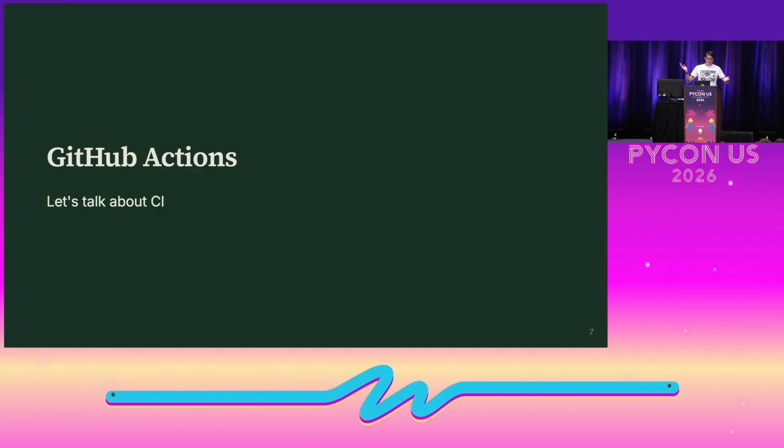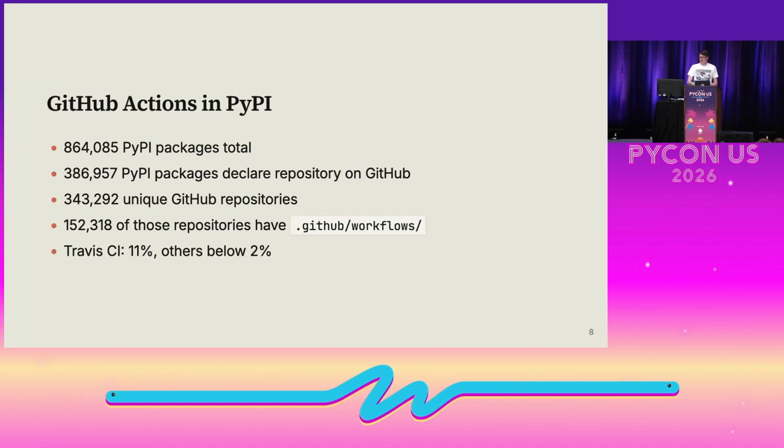So, GitHub Actions. Can I get a show of hands for people who are using GitHub Actions? That's quite a lot. Almost all of you, maybe. Turns out there is a lot of people that use GitHub Actions in the Python community. I pulled a list of 864,000 packages that I had indexed from PyPI. I found approximately 400,000 of those declared that they were on GitHub. Many of them came from the same repository, so the number of unique repositories is not exactly that number.